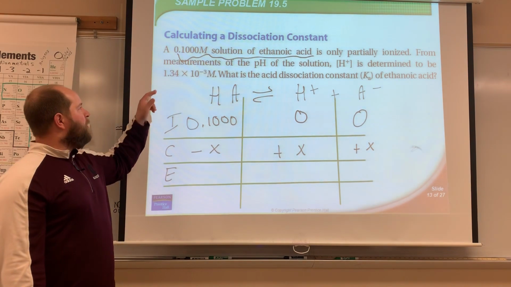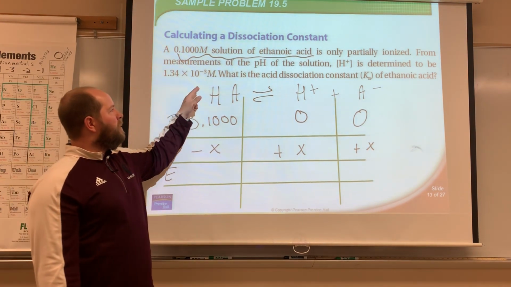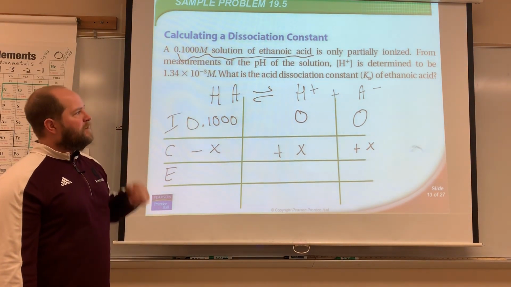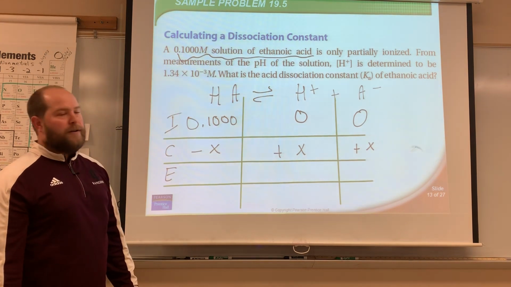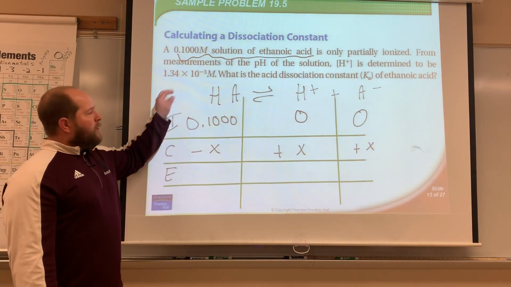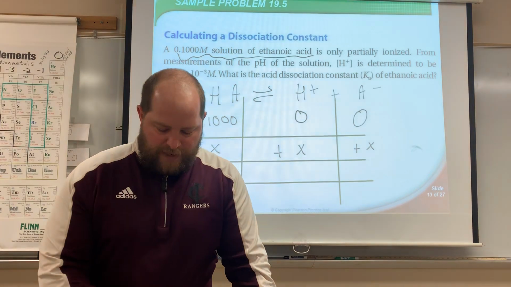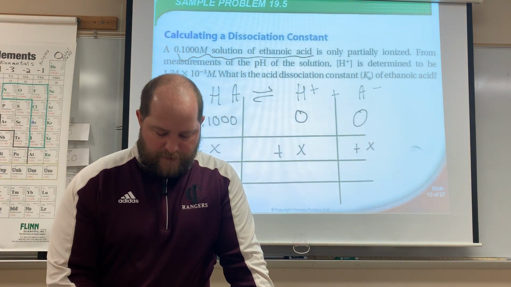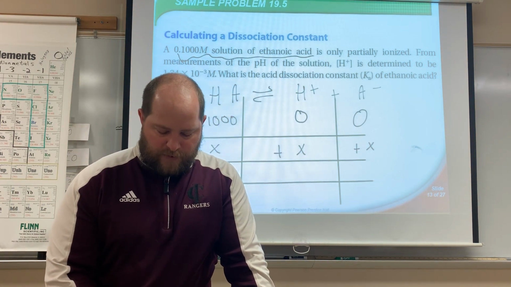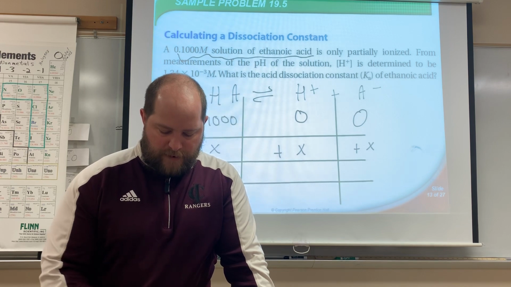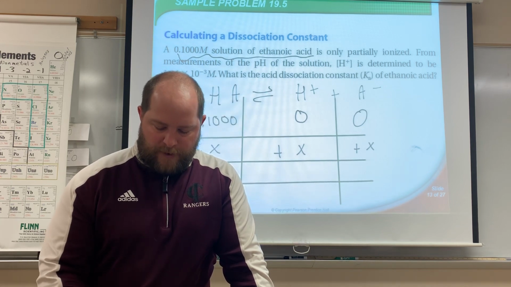Okay, if I continue to read the problem, it says from measurements of the pH of the solution, H plus is determined to be 1.34 times 10 to the negative 3. What is the acid dissociation constant of ethanoic acid? I don't want to deal with scientific notation because it's to the negative 3, so I'm just going to move the decimal 1, 2, 3. Alright, so that is going to be the H plus.